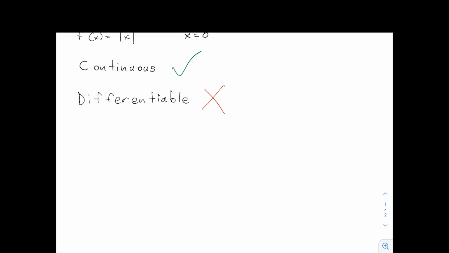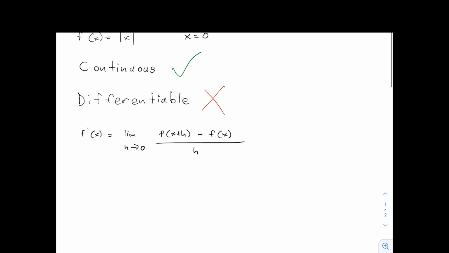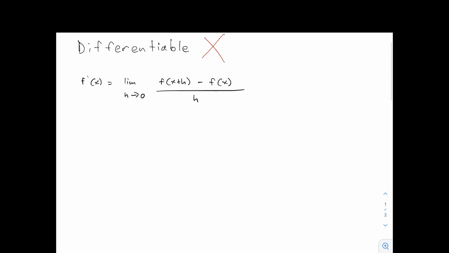We're going to start off by considering the limit definition of the derivative, right? So in general, the limit definition of the derivative is defined as the limit as h approaches 0 of f of x plus h minus f of x over h. If we consider the absolute value of x at x equals 0, then we get to the following.